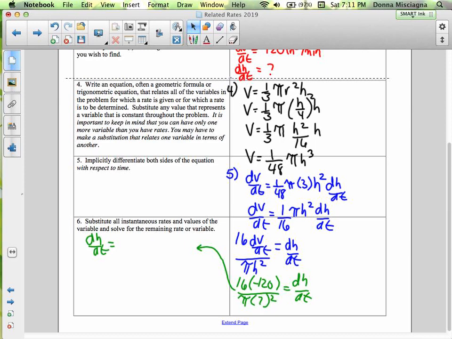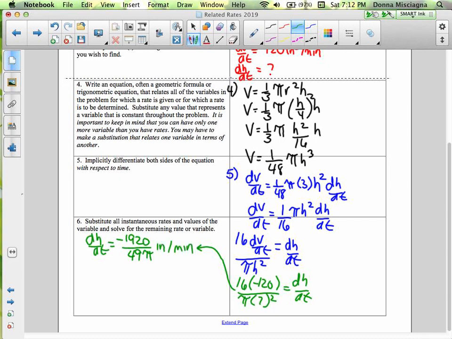16 times 120. All right, so negative 1,920 divided by 49 pi. That's the exact answer, and I'm good with it. And that would be in inches? Inches per minute. I'm looking up above to see what the units were.